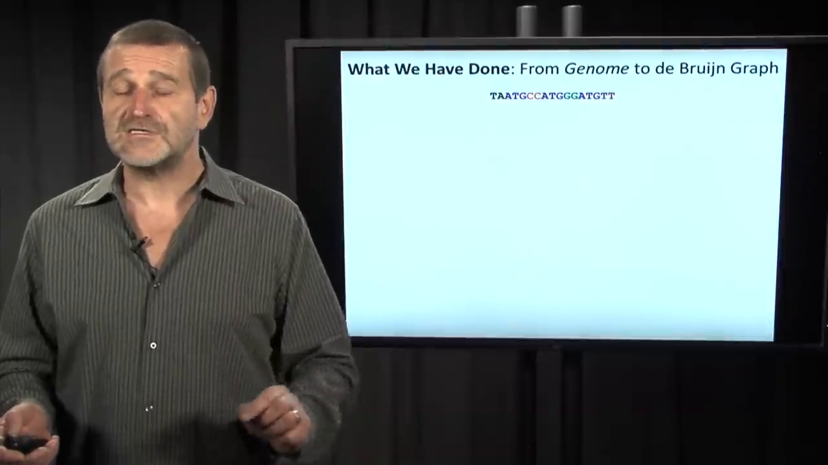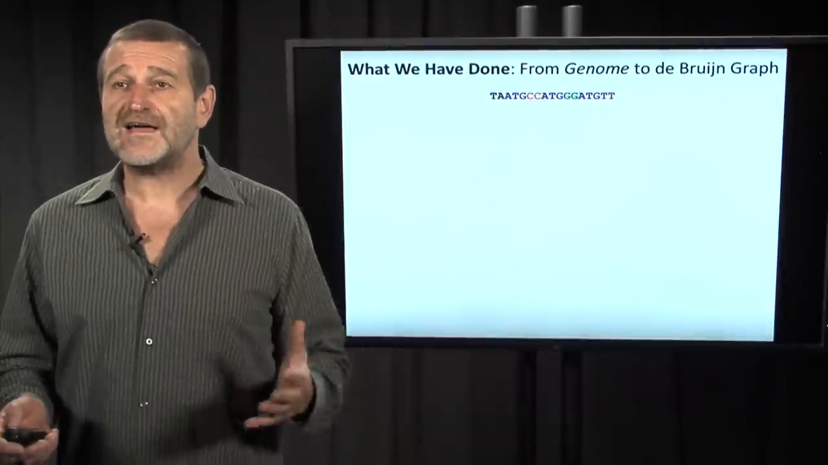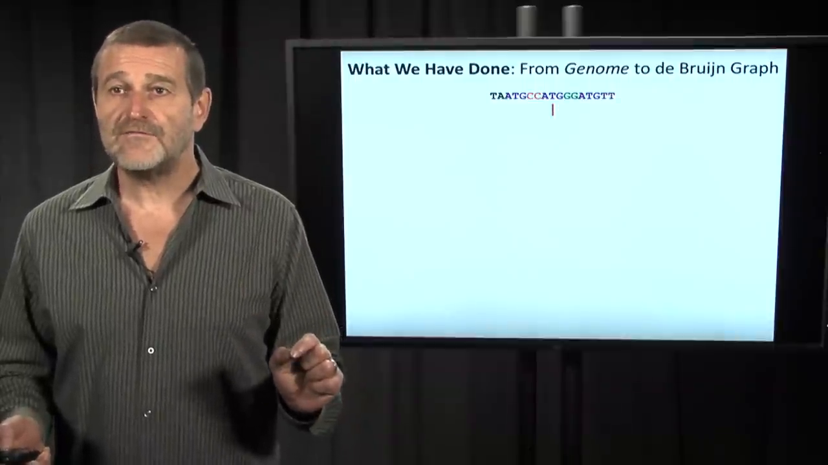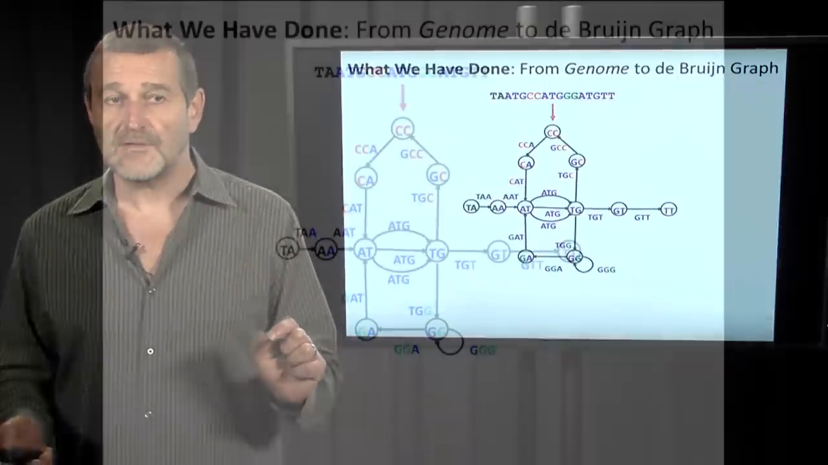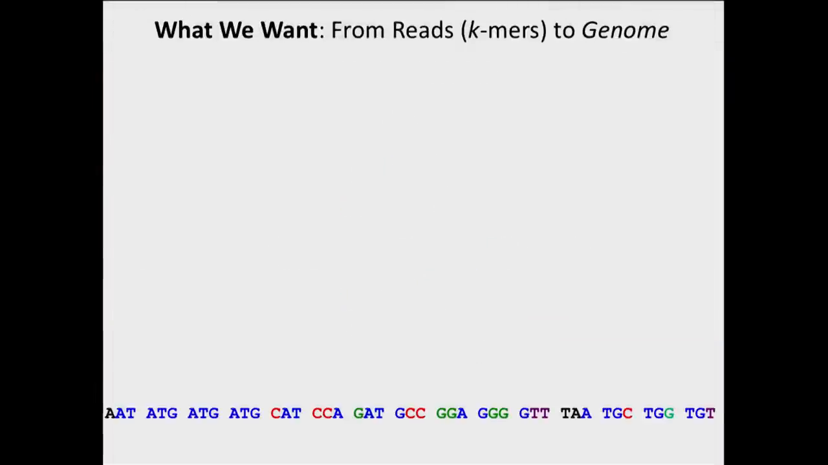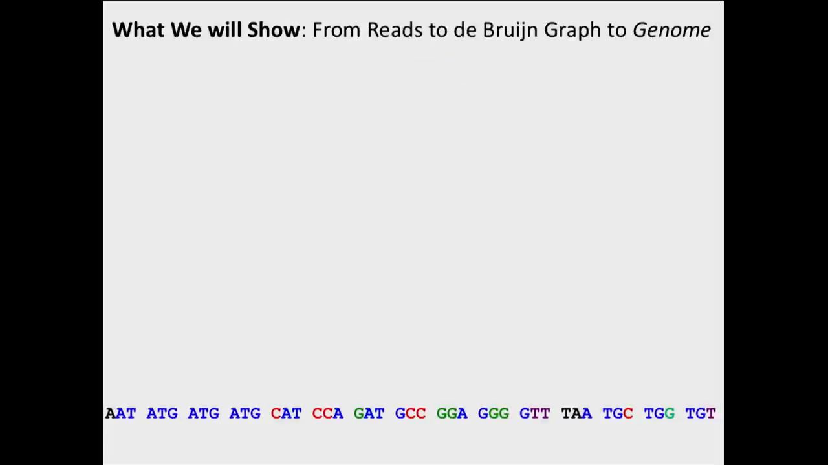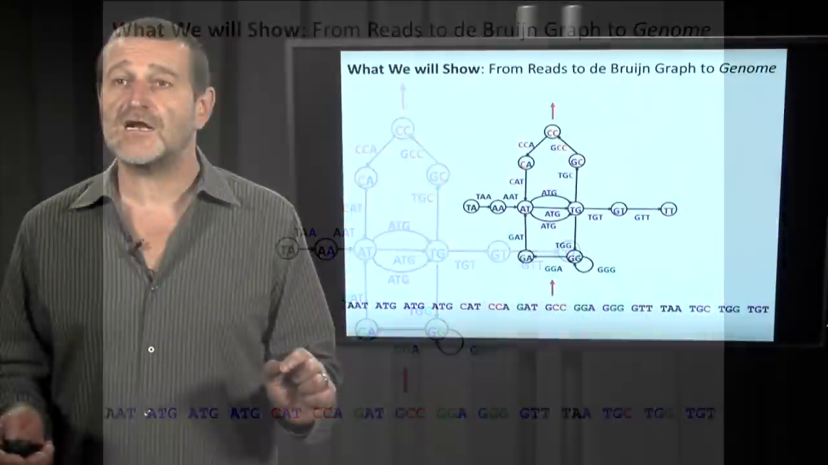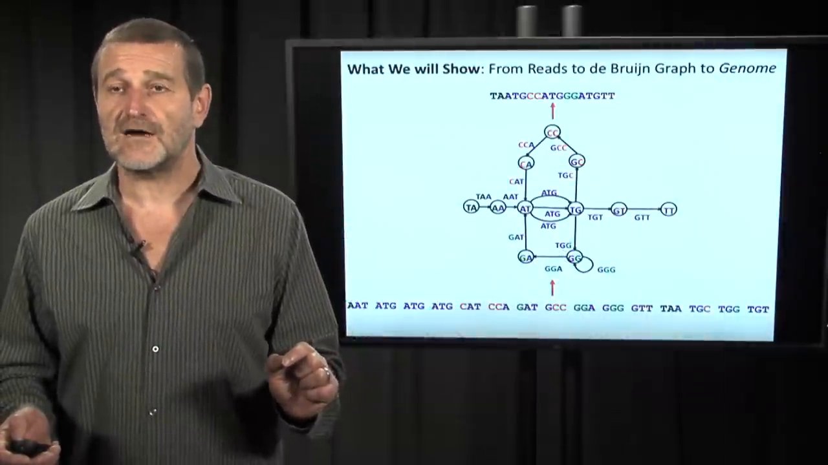Well, let's try to do this. But let's first review what we have done. What we have shown is that given a genome, we can construct the de Bruijn graph. What we want to do is, given the genome composition or k-mer composition of the genome, construct the genome. What we will show now is that given k-mer composition, we can construct the de Bruijn graph and then, using Euler's insight, construct Eulerian paths in this graph.